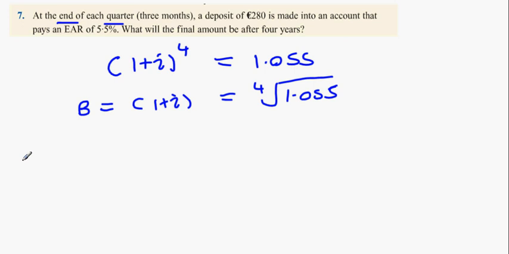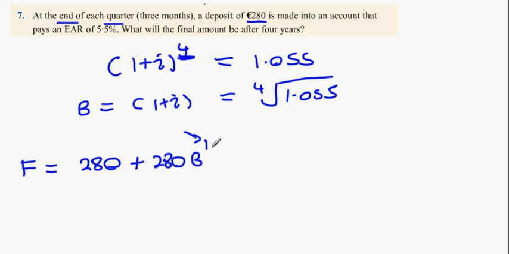So our f value is equal to our investment, 280. Now please remember that the last one is made at the end of the quarter. So this 280 euro is made at the end of December in the last year, and it has no time to accumulate money. The one before that is 280 b to the power 1. Now b to the power 1 in this case stands for quarterly. It technically means 3 months, because we're using a quarterly interest rate. So that means it's in there for 3 months.